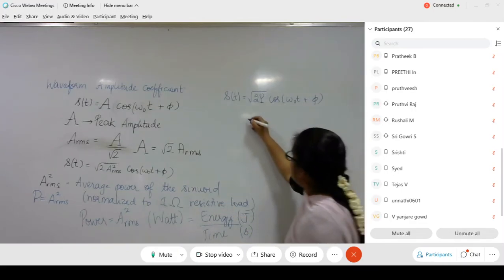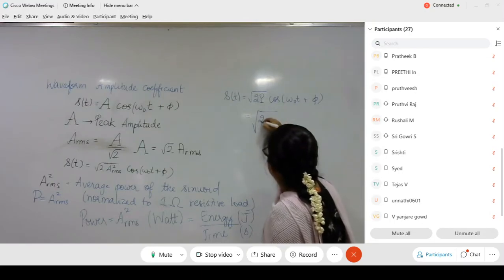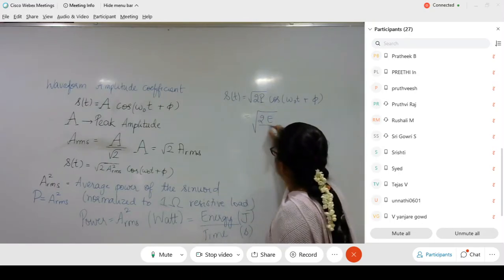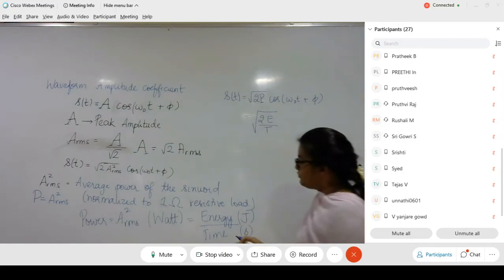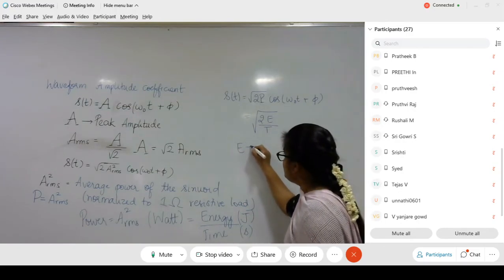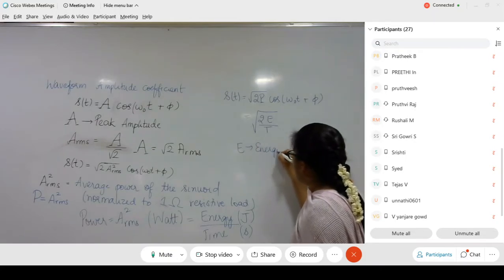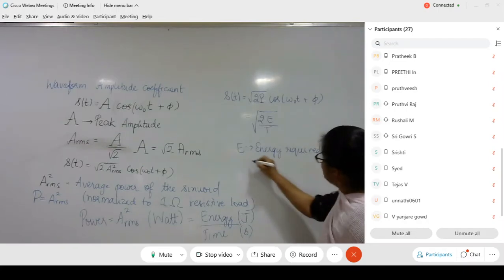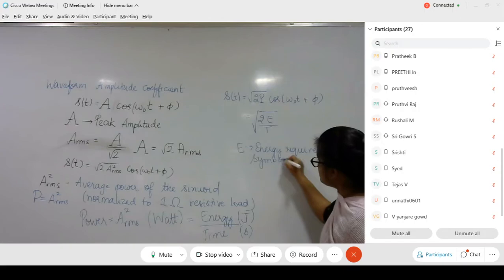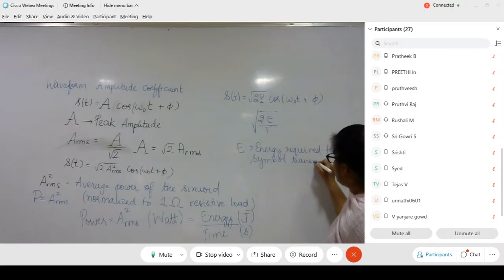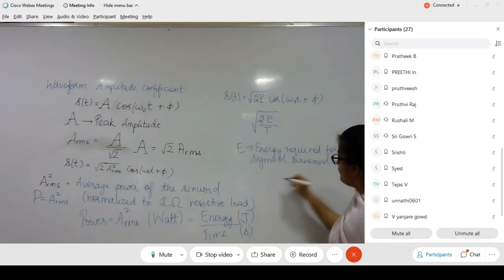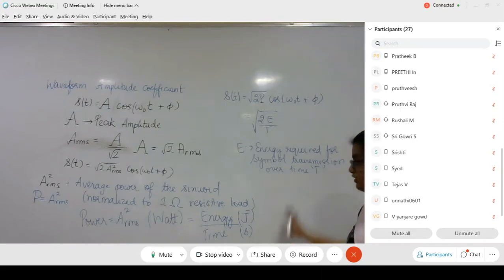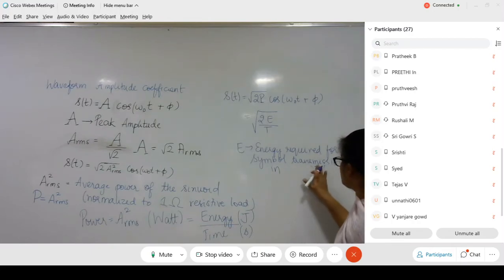Okay, so I am going to do that. In place of P, I am going to write it as E by T, where E is the symbol energy. It is the energy required for symbol transmission over time T, in time duration T.